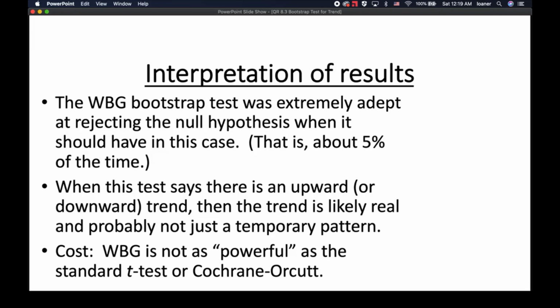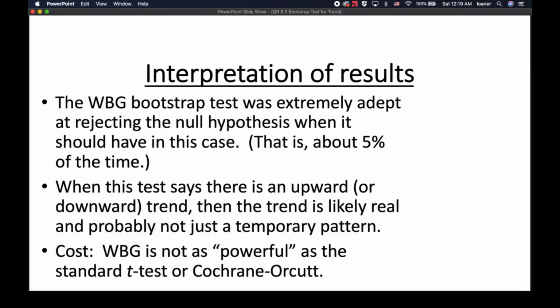Now, here's the cost. The cost of this test is that it's not as powerful as the standard t-test or the Cochrane-Orcutt. Why not? Remember the definition of power. Power is the probability of rejecting a null when it is false. And that's a good thing. You want to reject the null when it's false.